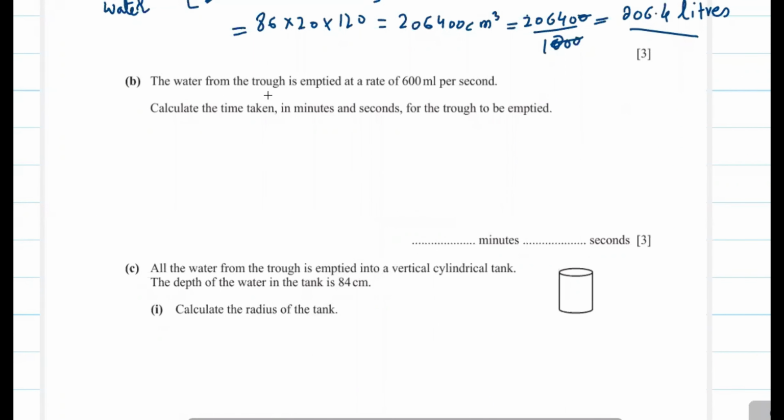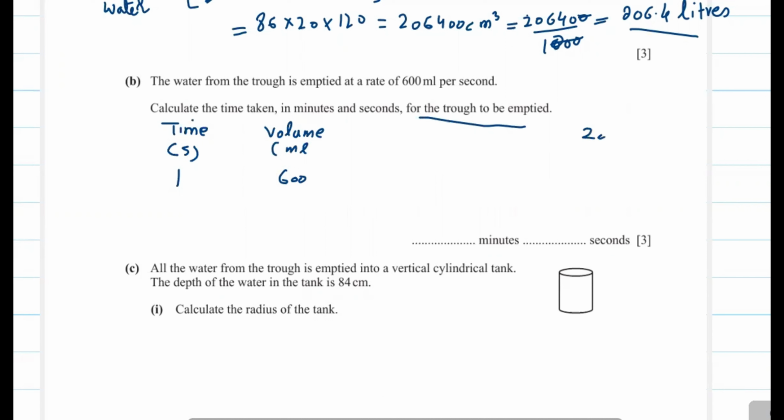Part B, the water from the trough is emptied at a rate of 600 milliliter per second. Calculate the time taken in minutes and seconds for the trough to be emptied. Now you can see here the time is in seconds and the volume in milliliter. In 1 second the water emptied from the trough is 600 milliliter. Now the total water in the trough is 206.4 liter.